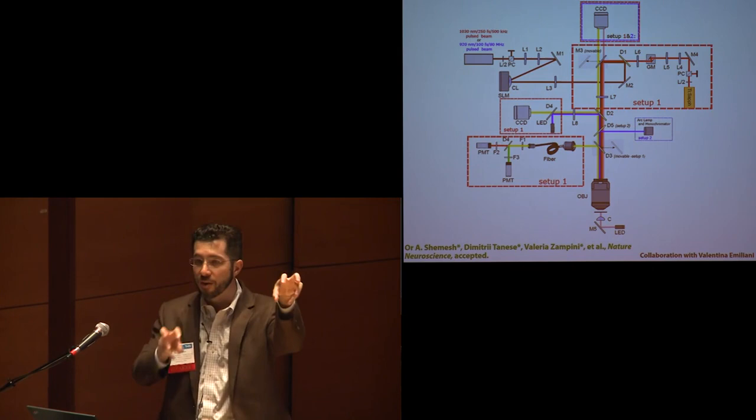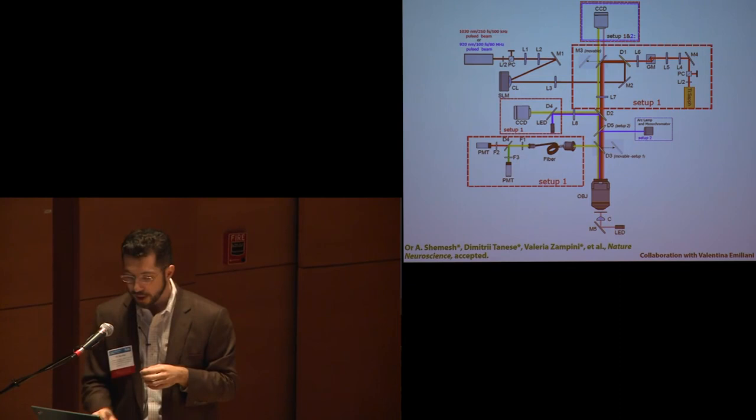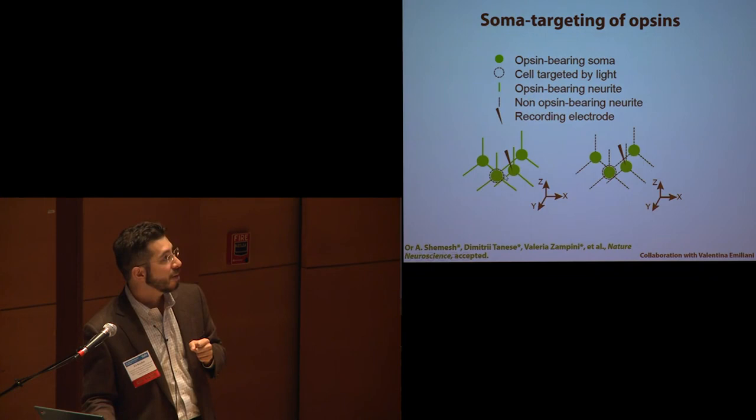This is work spearheaded by Orsh Shinesh in my group and a number of people in Valentina's group. So the tricky part, of course, is, well, can you make it precise enough that you could hit just one cell? And one thing that is tricky is that if you try to hit just one cell with light, there's still a problem, which is that axons and dendrites from other cells could still be nearby.